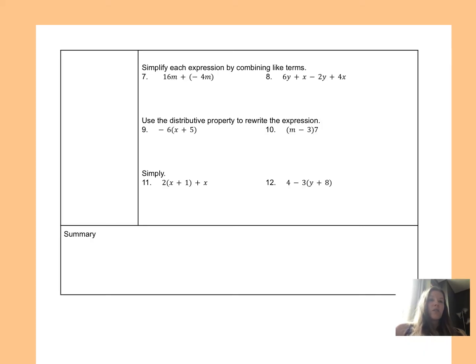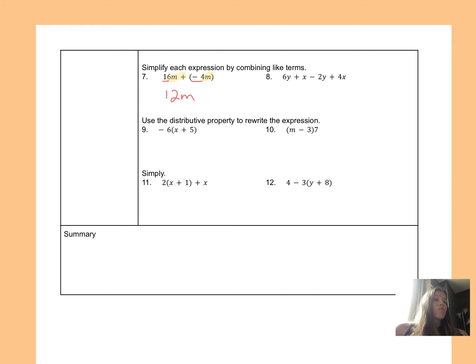All right, so now we're going to look at some examples. So we're going to go down to number 7. Simplify by combining like terms. All right, so I can see that these both have just an m with no exponent, so those are like terms. So we're going to combine by adding or subtracting. So I have a positive 16 and a negative 4. So 16 plus negative 4 is 12, and then your variable stays the same, so 12m.